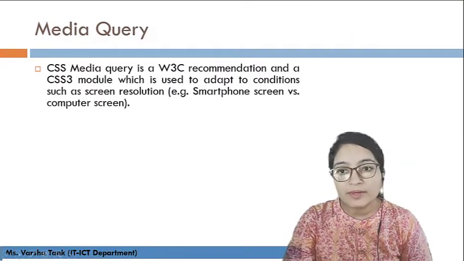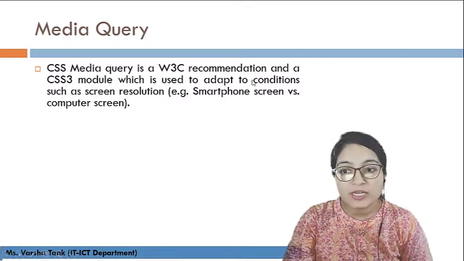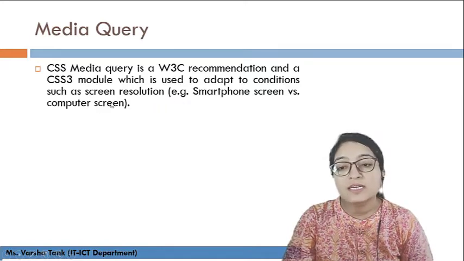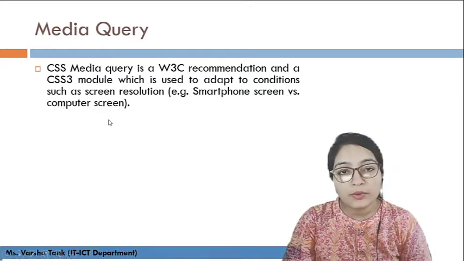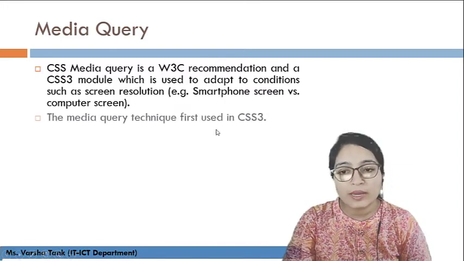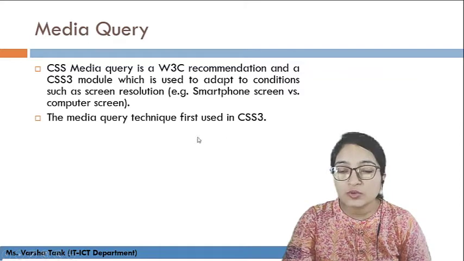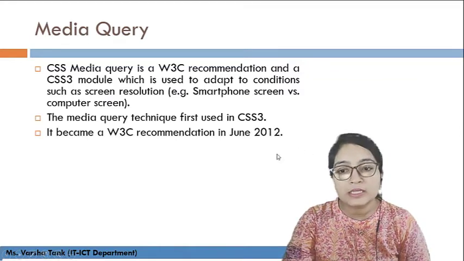Now let's start with the media query. CSS media query is a W3C recommendation and a CSS3 module which is used to adapt to conditions such as the screen resolutions. So smartphone screen versus the computer screen. So at that time this media query is used. The media query technique was first used in CSS3. So this feature is available in CSS3 only. This is not available in CSS2.